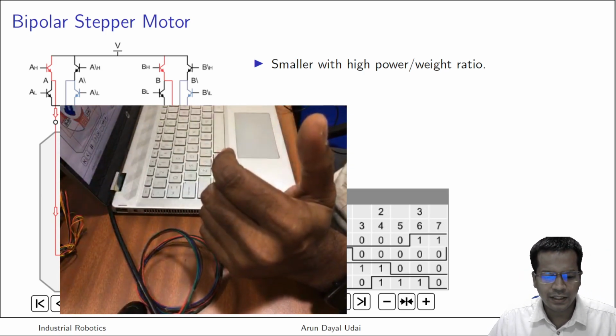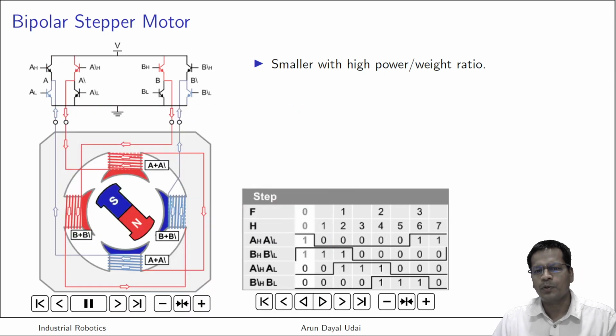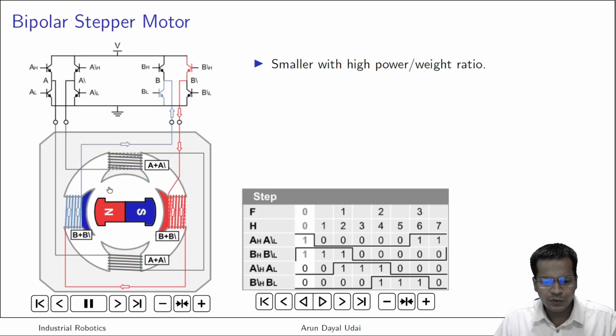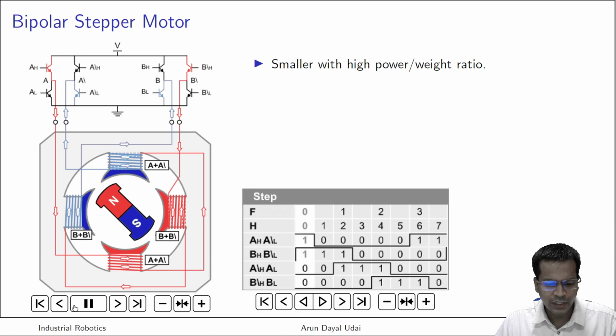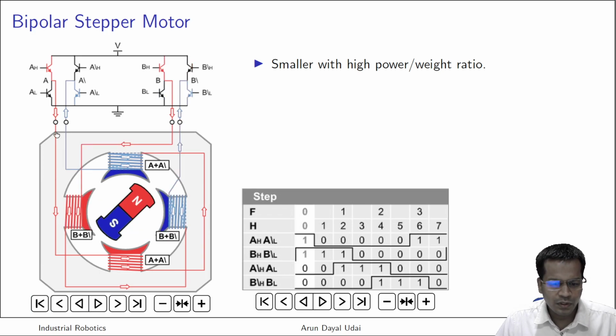By looking at it, I see, yes, it is nothing but a bipolar stepper motor. How can I say that so easily? You see what is happening here. Let me stop this and take it to one of the ends. You have a wire that starts from here, goes to this one, and goes directly to the other one, and it comes back to the negative, that is A bar.